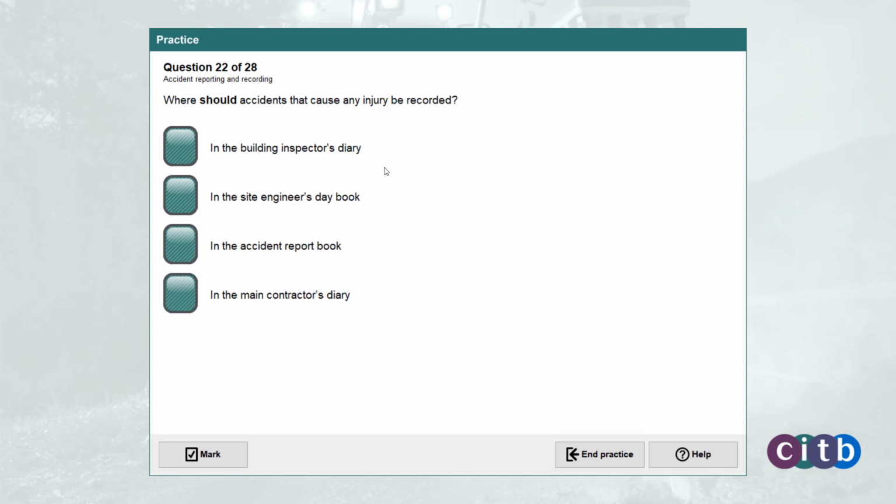Where should accidents that cause any injury be recorded? In the building inspector's diary. In the site engineer's daybook. In the accident report book. In the main contractor's diary.